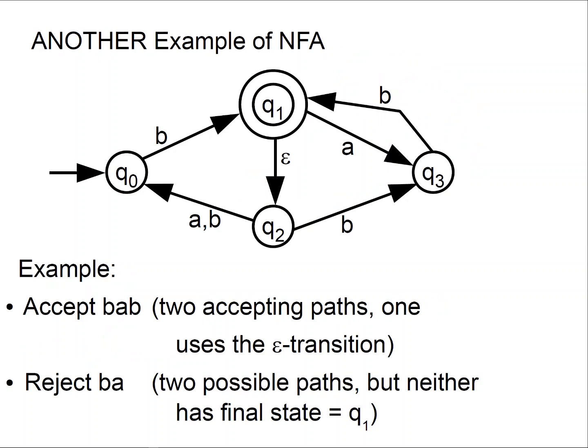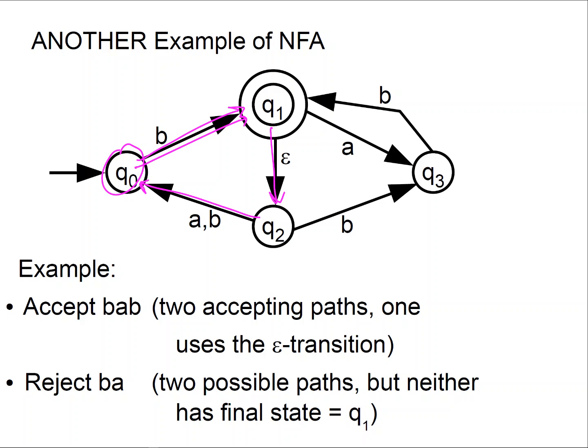Here is another example of an NFA. This NFA accepts BAB. There are two accepting paths, one of which has the epsilon transition. Specifically, we can go from the start state, follow B, then use the epsilon transition, then do A, and then match another B and accept.